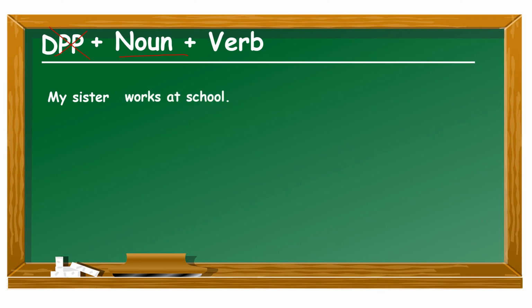Here you see that the verb is in the third person singular. And the reason is because the noun is in the singular form. But if you say my sisters, then you have to say work at school. You use the verb in the plural form in such a sentence because here the noun is in the plural form. And as you can see here, the dependent possessive pronoun had no role in determining the form of the verb.